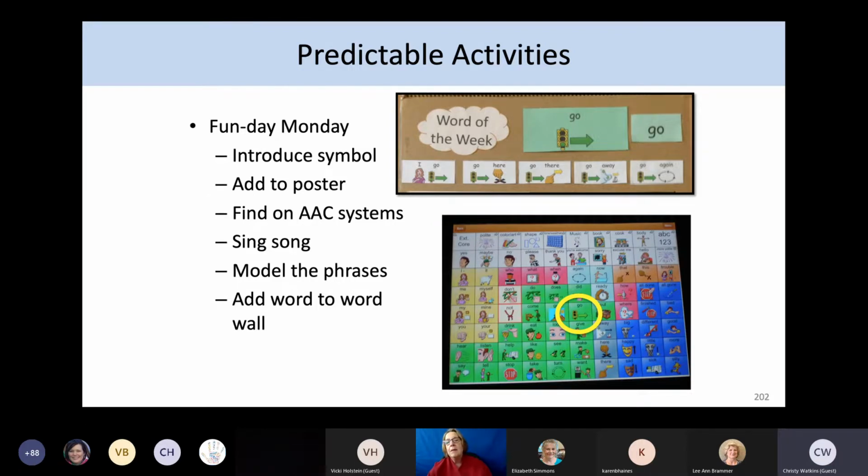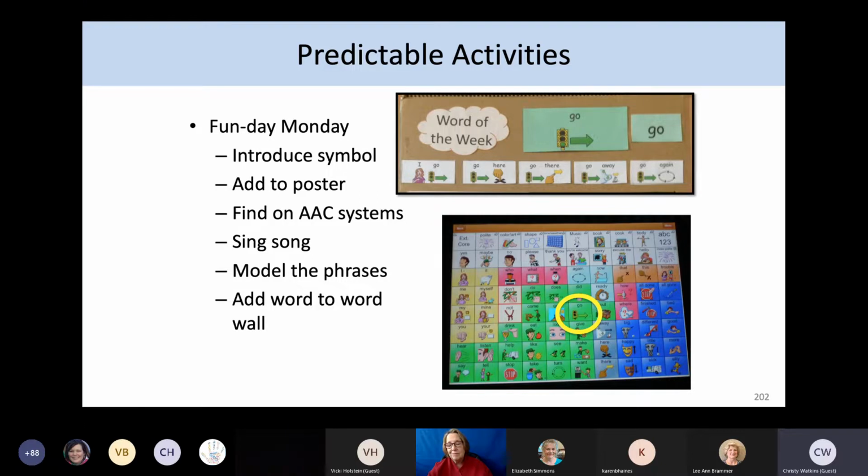Monday was always Fun Day Monday, and this is from Miss Maureen's classroom. So Fun Day Monday is when she introduces the symbol, introduces the word, and they add the symbol and the word and the phrase cards onto the poster. That's the only thing that goes on the poster on Fun Day Monday. They maybe sing a song about the word. They're adding it to the wall.